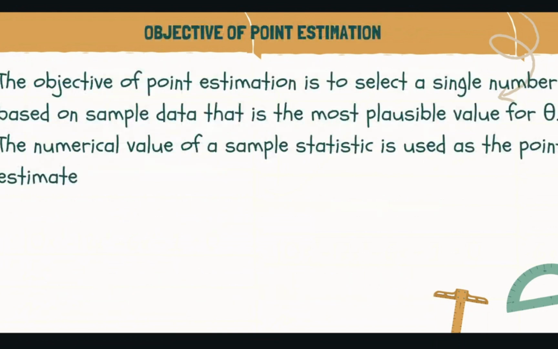And this is the objective of point estimation. The objective of point estimation is to select a single number, based on the sample data, that is the most plausible value for theta. The numerical value of a sample statistic is used as the point estimate.